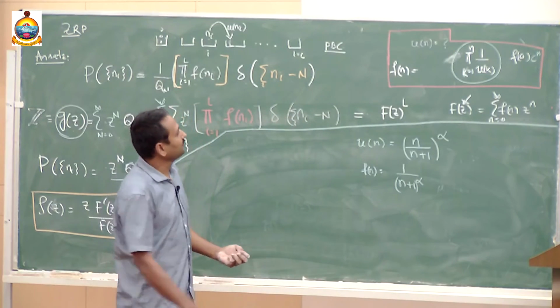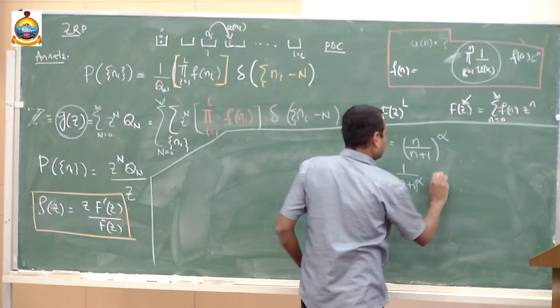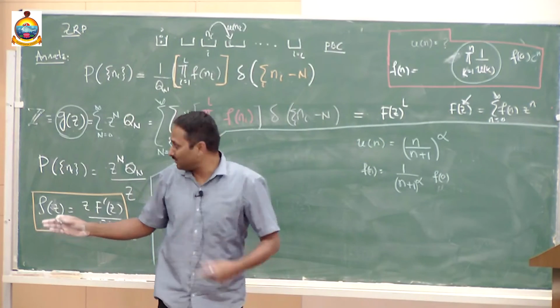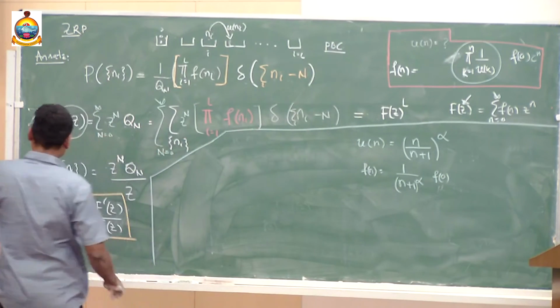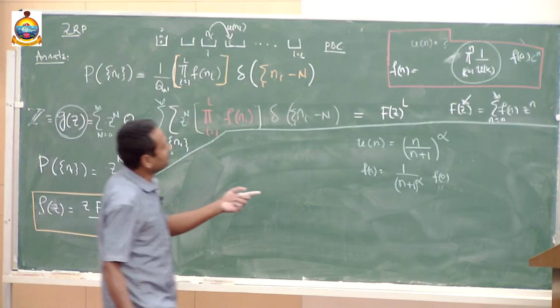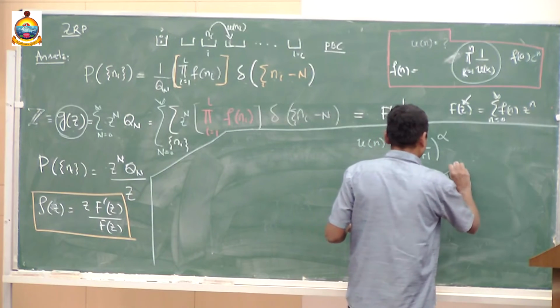Of course f_0, if you allow me, because the normalization of these functions is taken care of by g(z), f_0 can be set to 1 without any difficulty. So f_0 can be dropped to 1.